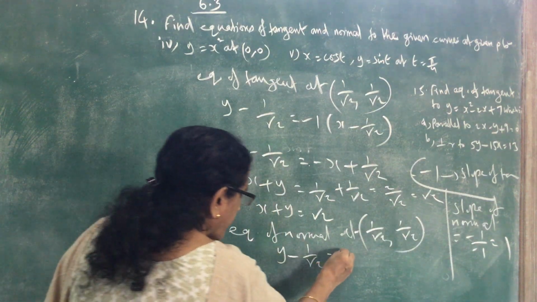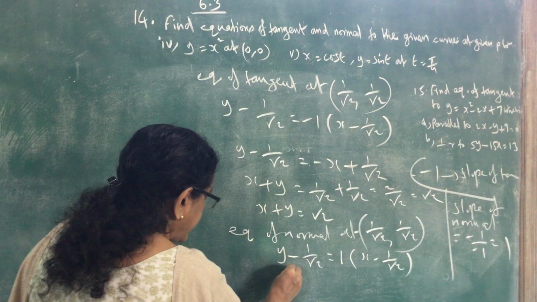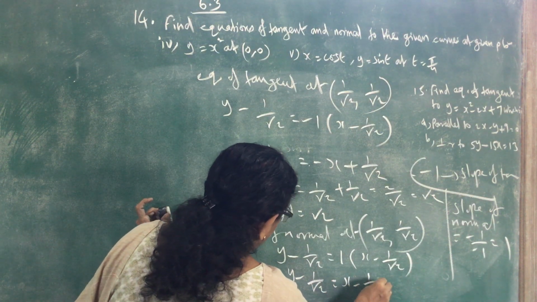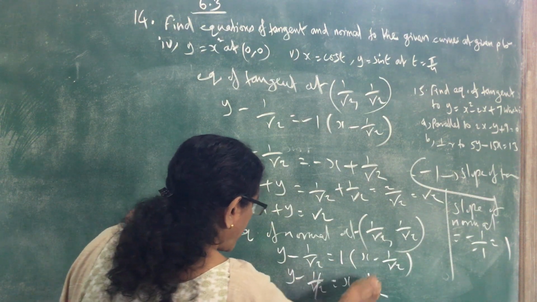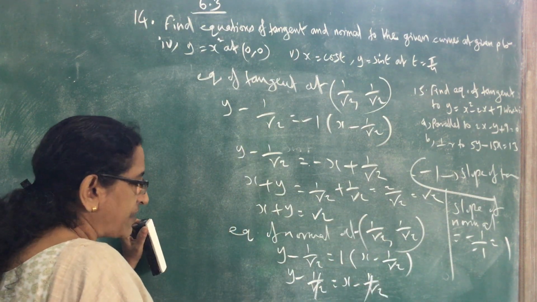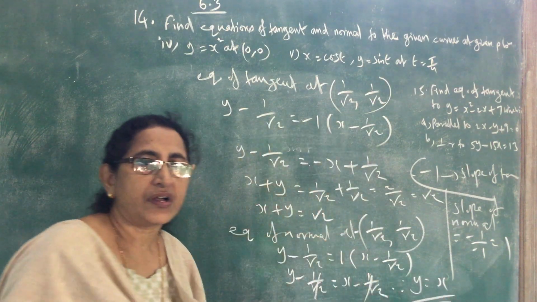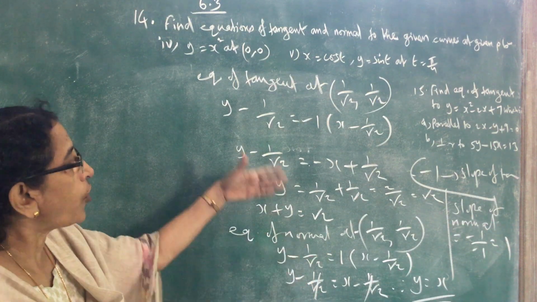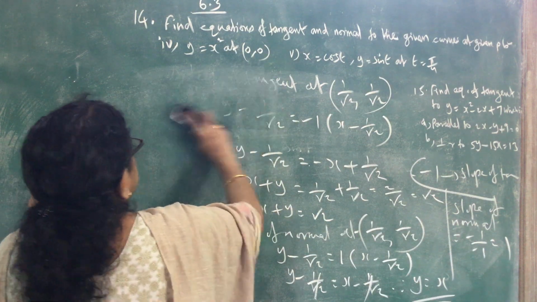So the slope of the normal is 1, into x minus 1 by root 2. That is y minus 1 by root 2 equals x minus 1 by root 2. The 1 by root 2 terms cancel on both sides. Therefore the equation of the normal is y equal to x. So we got the equation of tangent and the equation of normal. Now see question number 15.